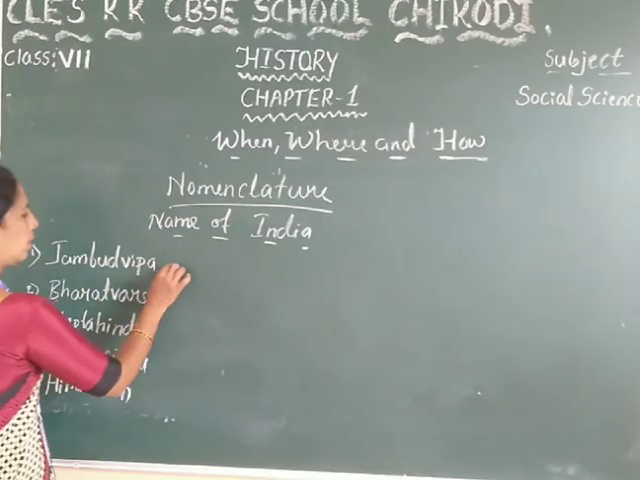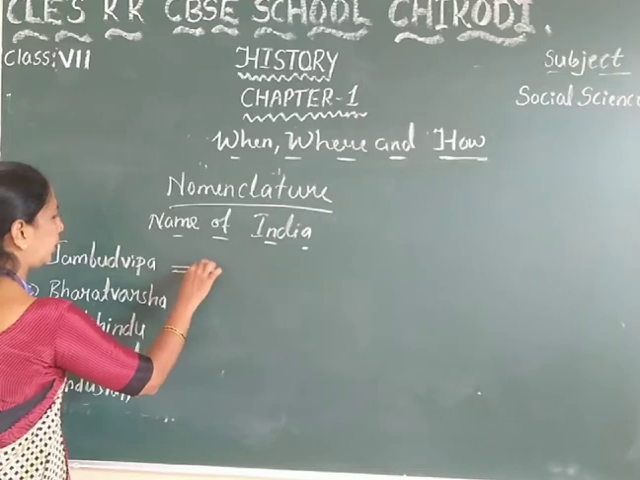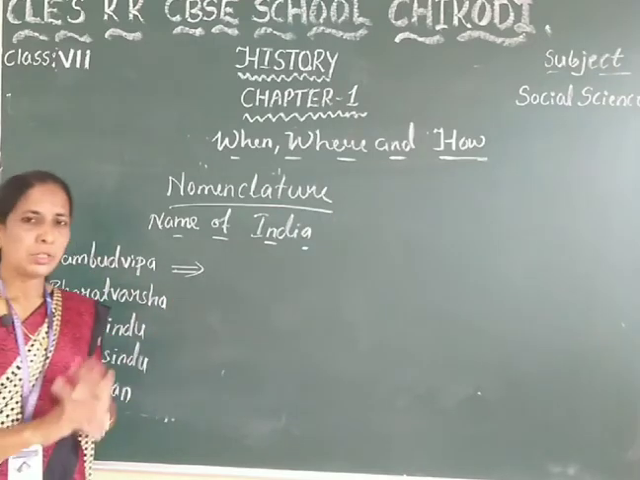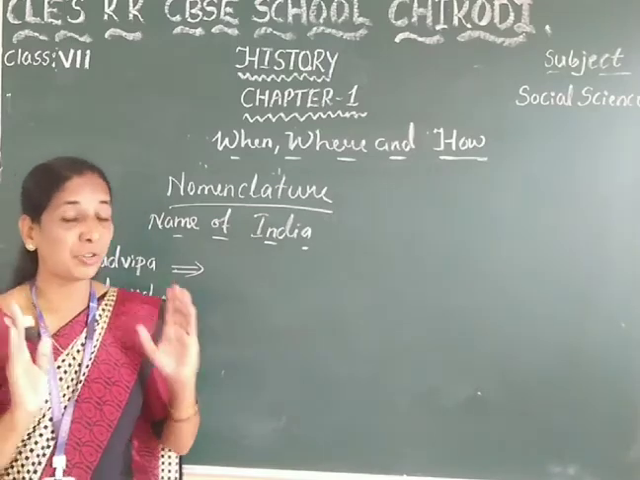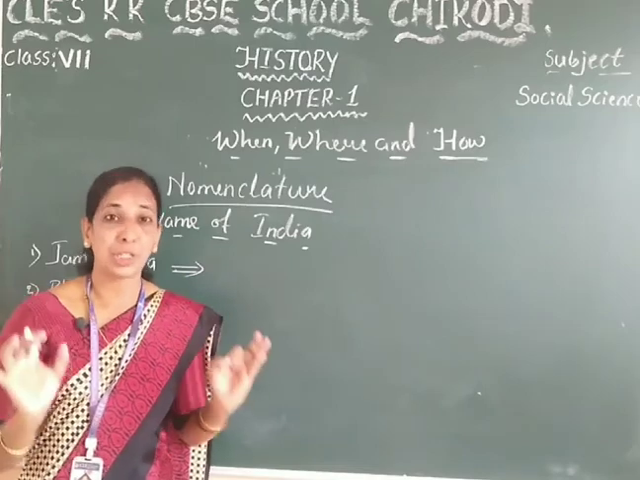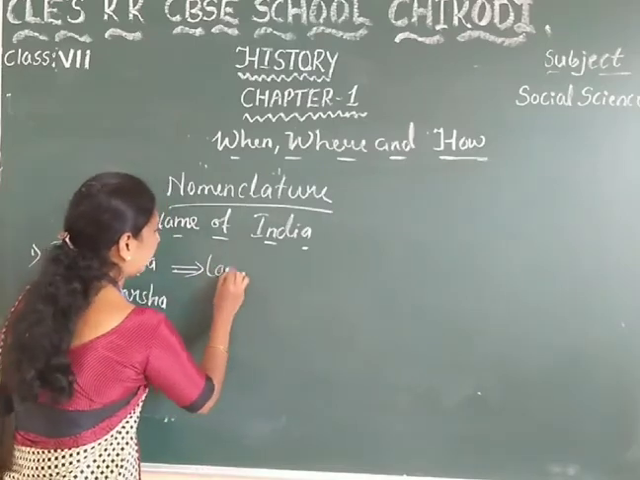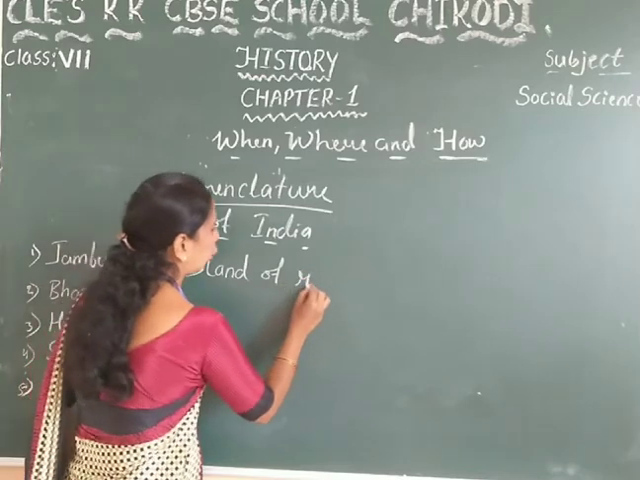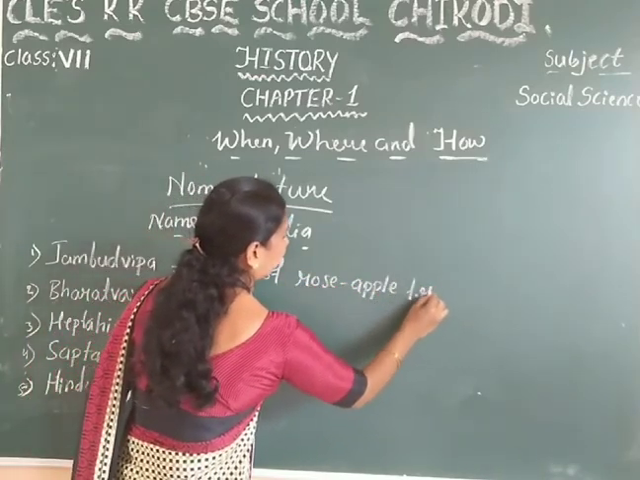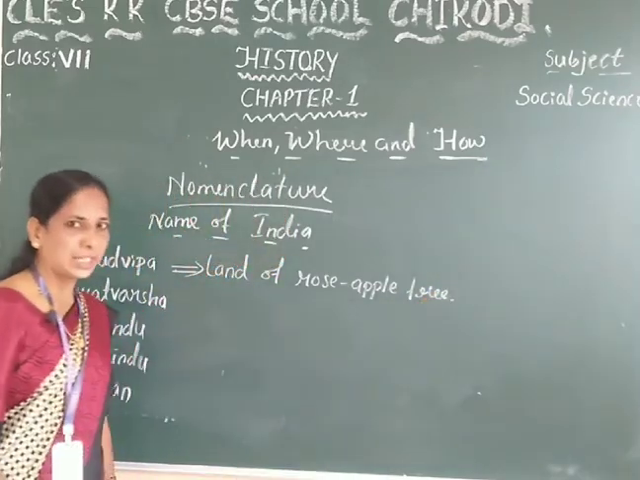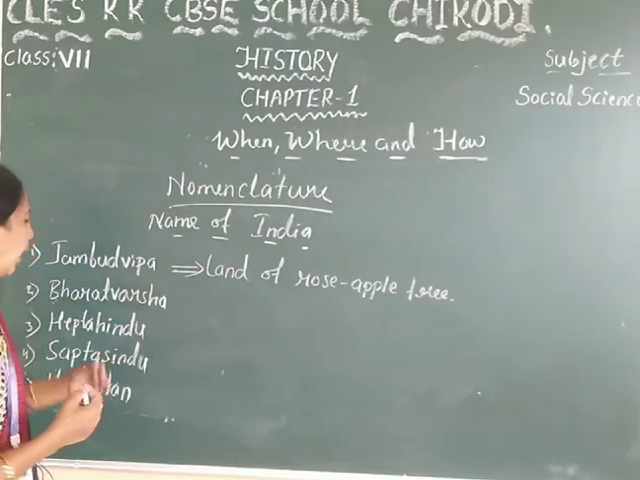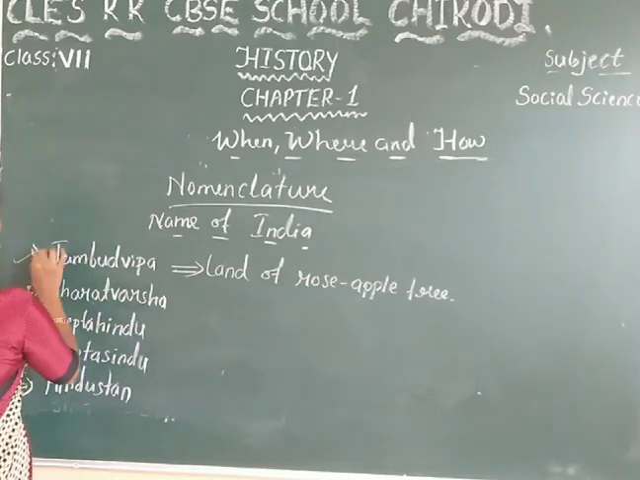See here. So the first name of India is Jambudvipa. Jambudvipa literally means the land of rose apple trees. See here, it is a land of rose apple trees. So in ancient times India was called Jambudvipa. And next one, Bharatavarsha.